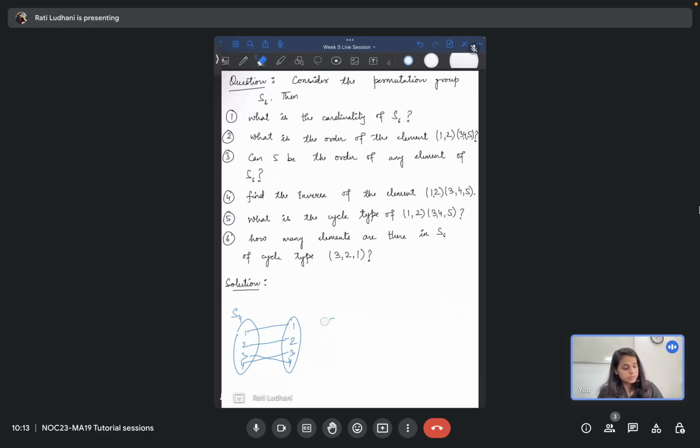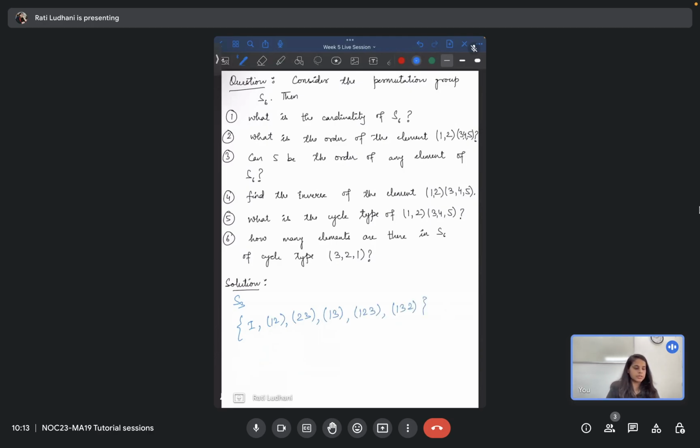I should go a little smaller, so I'll just write S3. For S3 you will have the identity, then 1 2, 2 3 and 1 3, and then 1 2 3 and 1 3 2. These 6 elements will be there. So what will be the cardinality of S6? If you know that. 6 factorial, exactly.